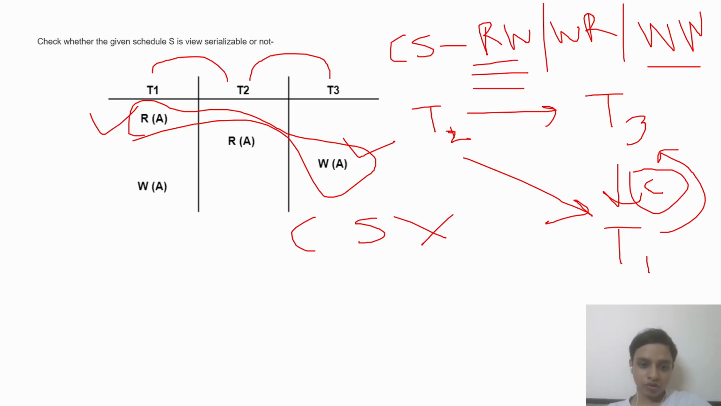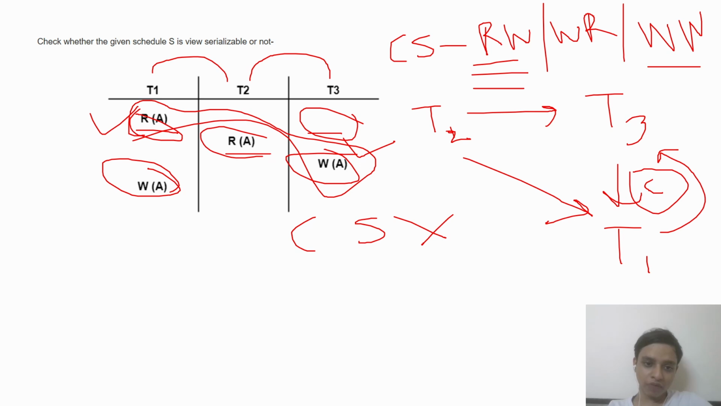Okay. So we have to check the view serializability. Initial read should be on A. So these two transactions have the initial read on A. But the third transaction is not having an initial read on A. Okay. Final write on A. So these two have a final write, but this is not having. So I don't think it is view serializable also. But you should check view serializability. It can be view serializable as well.